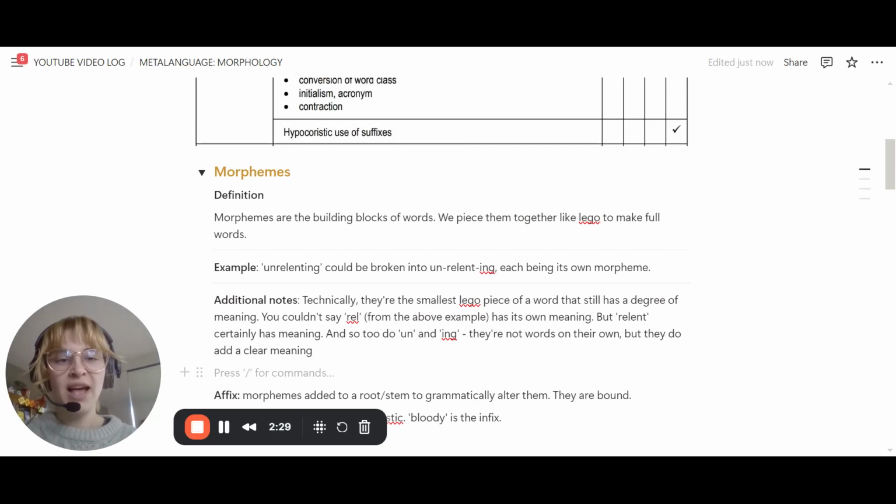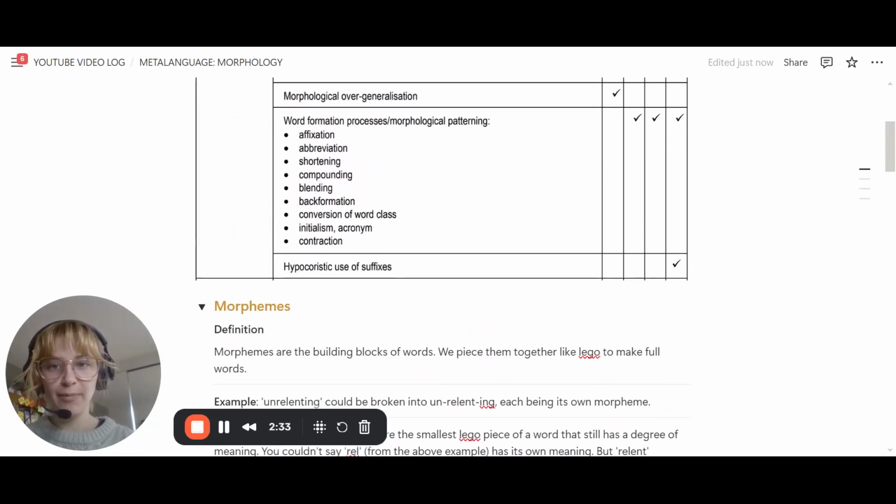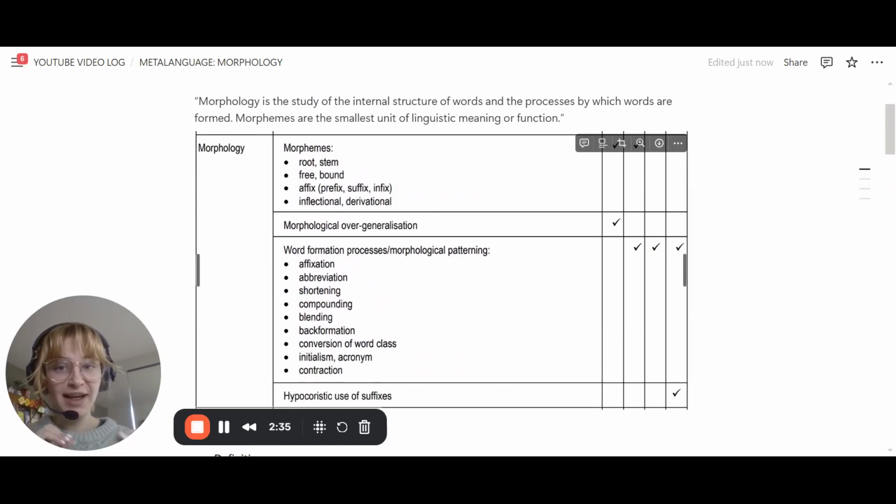All right, so moving on, let's talk about the study design meta-language that they've given us in this beautiful table. So we've got morphemes and morphological overgeneralization. So this is only relevant in year 11, but it's knowledge that you're going to need anyway. And then you've got word formation processes and hypocoristic use of suffixes, which is part of year 12 core knowledge.